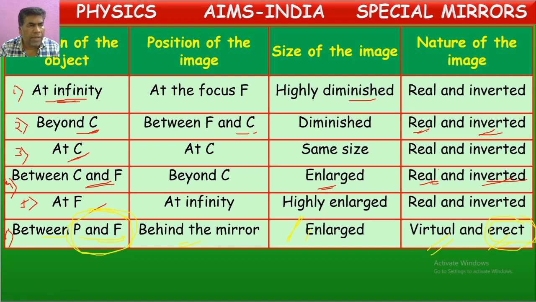Okay, like this, we have 6 cases. In 6 cases, different types of images are formed. But nature of images, in 5 cases, it is same, real and inverted. In last case only, it is different. Now they may ask from this table, in what case we will get virtual image in the case of concave mirrors? Come on children, what is the answer?